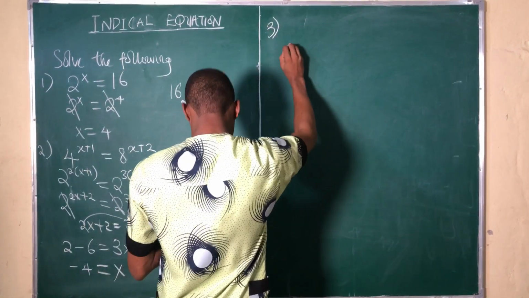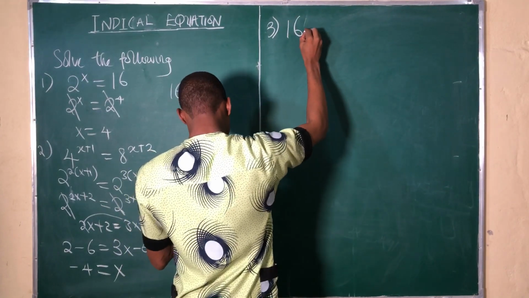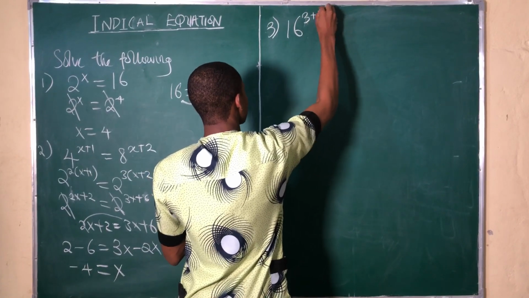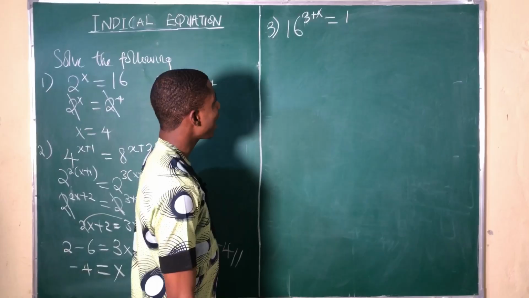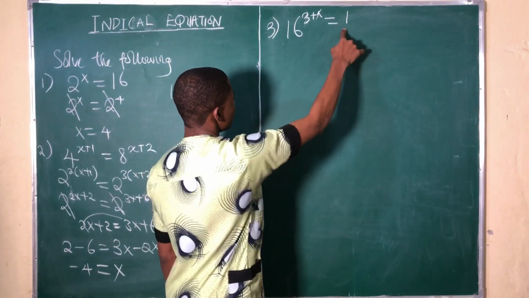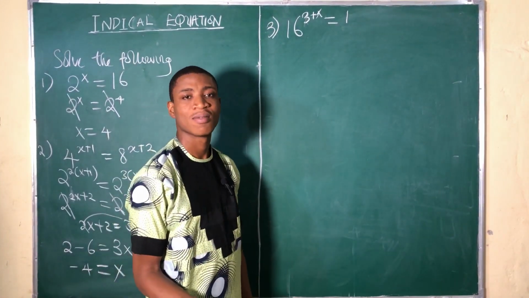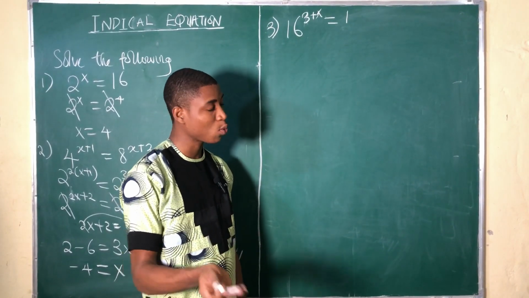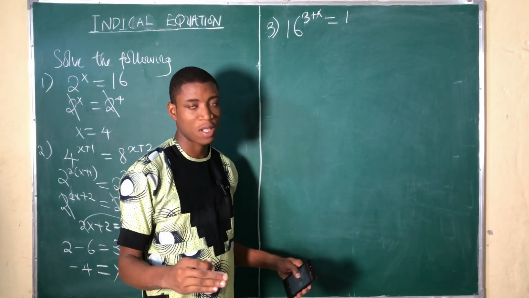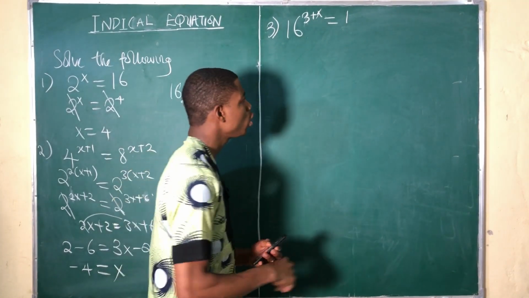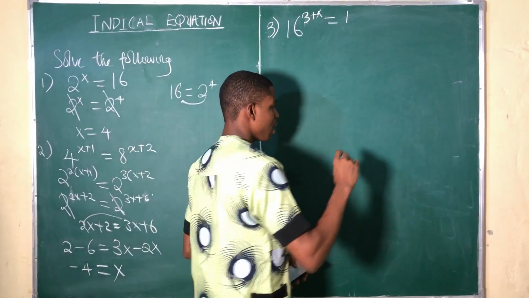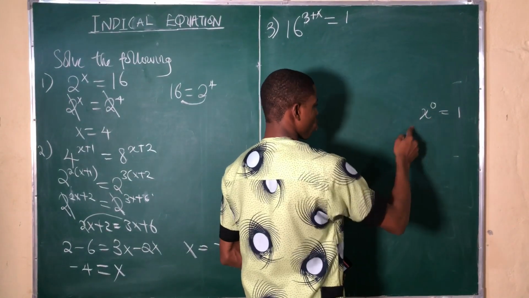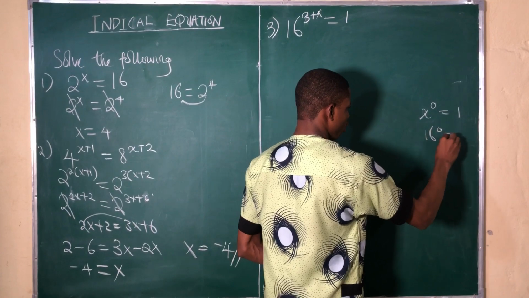We have the third one. Of course, we have 16 raised to the power 3 plus x is equal to 1. How can we express 16 in terms of 1, or how can we express 1 in terms of 16, so they can successfully cancel out? What is your say on this? Trickish, right? But we said that under the laws of indices, anything raised to the power 0 is 1. In this case, let the base be 16. So you have 16 raised to the power 0, which is equal to 1.